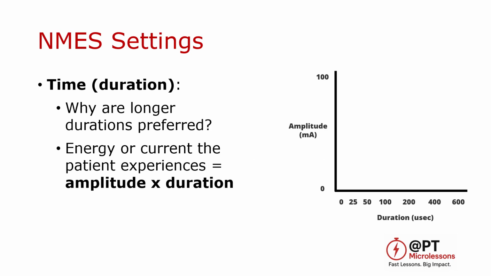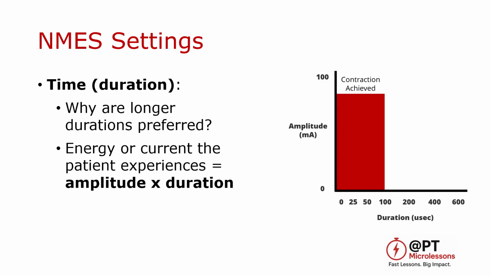So, why are longer durations preferred? Let's walk through this together. First, I set the duration to 100 microseconds. Now I start turning up the amplitude, higher and higher, until I finally see a contraction. At this shorter duration, it takes more intensity to get there.